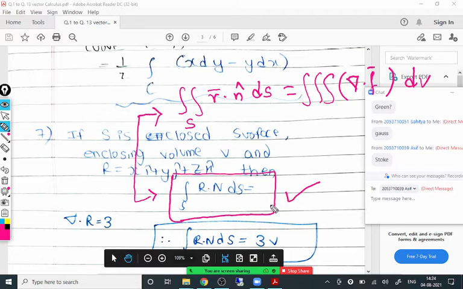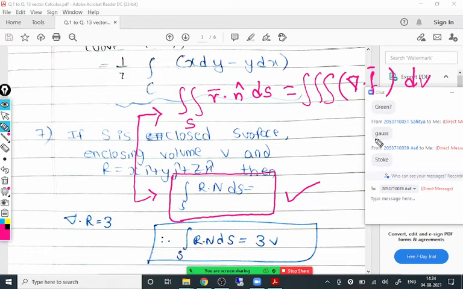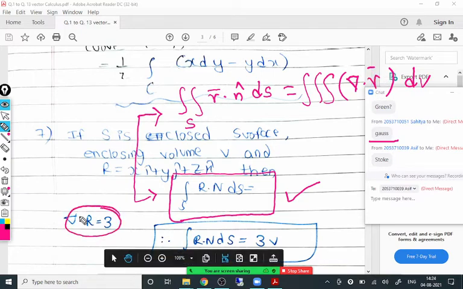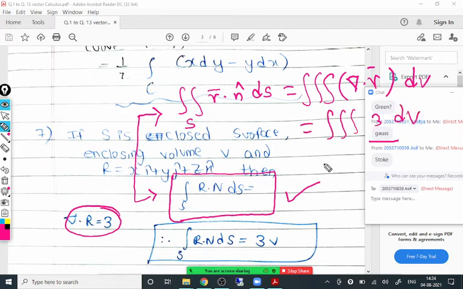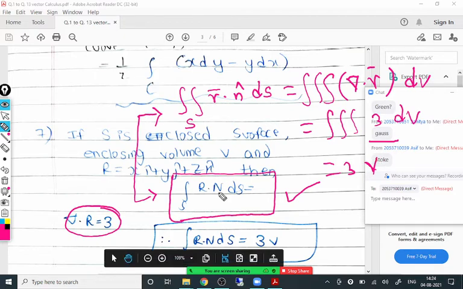Okay, so where are we? This is the Gauss theorem. The double integral of f bar dot n cap dS is equal to the triple integral del dot f bar dV. Here f bar is r bar, so it is del dot r bar dV. Now, del dot r bar is 3. So the triple integral 3 dV, and 3 is a constant outside. The triple integral of dV is the volume V. So 3 times V is the answer. That's correct. So we used the Gauss theorem.